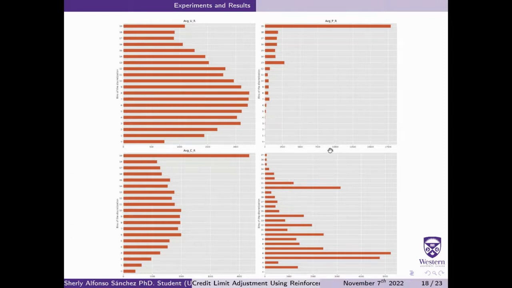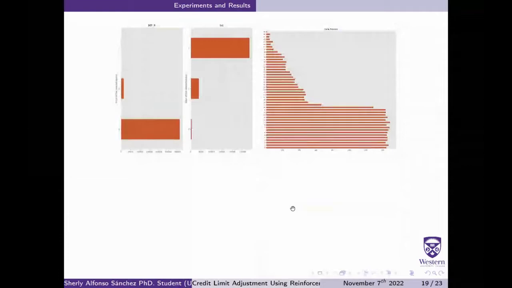And in terms of the current credit limit, the greater the credit limit, the less likely to receive an increase. And in terms of the number of non-payments, we can see that our agent will rarely recommend an increase to a customer that has had 2 non-payments in the last 3 months. Instead, the consumers will be up to date, and also the consumers will have a higher interest rate. This is because we are taking into account the revenue part in the reward.